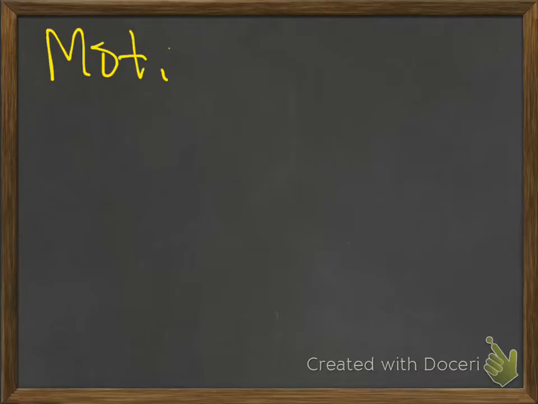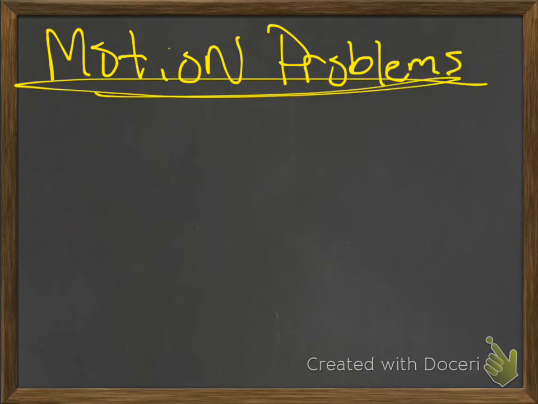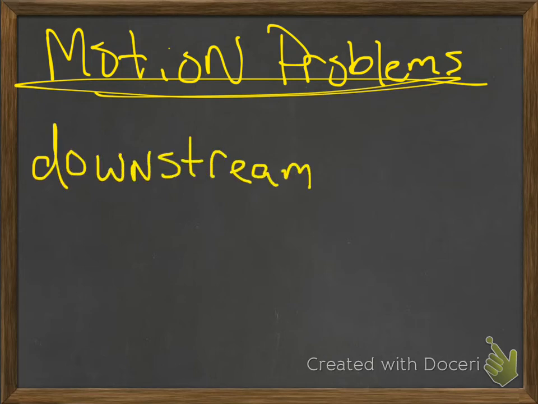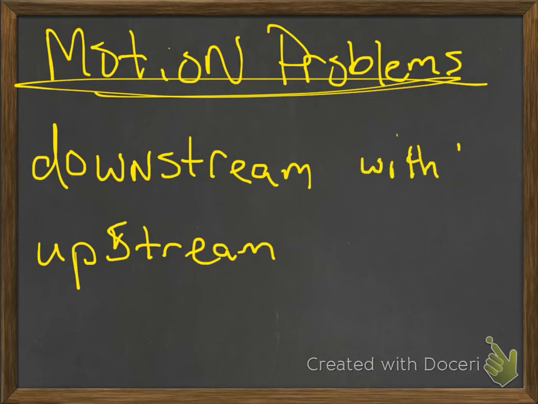Okay, that gets us to motion problems. With motion problems, we are looking at different types of keywords. Now, you look for keywords like downstream or upstream. That would deal with water, like the current and the speed that's helping you go faster or go slower. Or you might see something like with the wind or against the wind. Those would also give you an idea of something you could be working with.